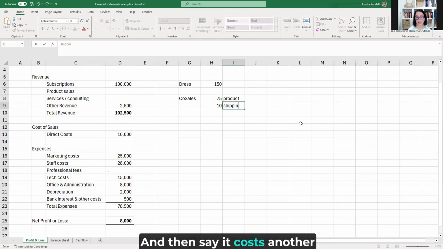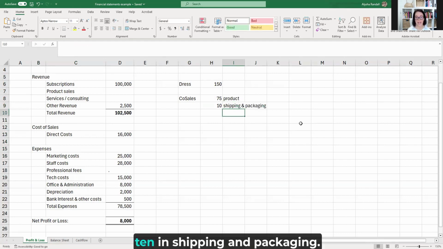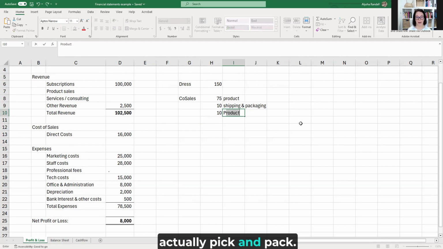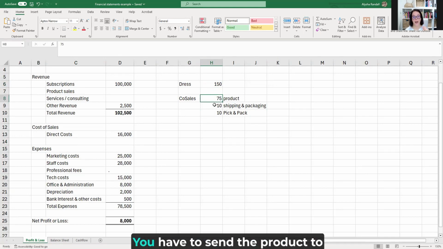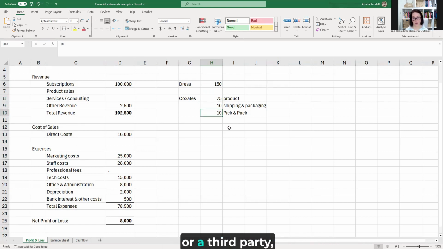And then say it costs another 10 in shipping and packaging. And then say it costs you another 10 in actually picking and packing, so getting this actual dress, whether internally or externally. So someone buys a dress, you have to have that product available to sell. That's the cost of your product. You have to send the product to them, and you need a team, whether in-house or a third party, to get the dress off the shelf, put it in the package, put the label on, and stick it in the mail. So these are all your cost of sales.